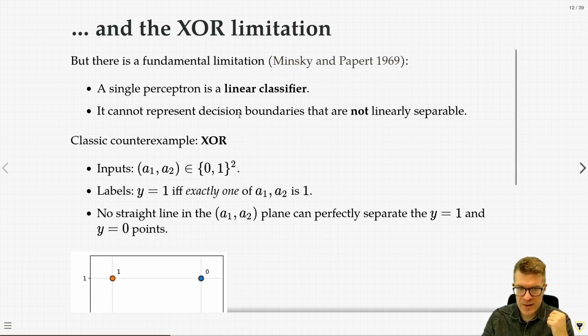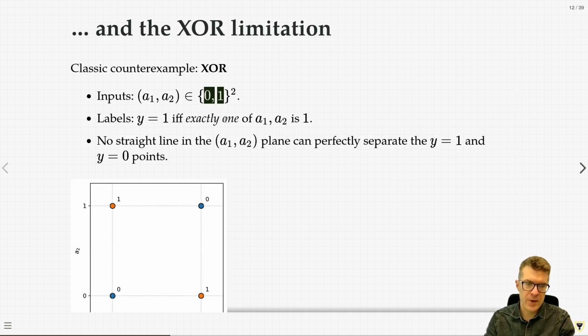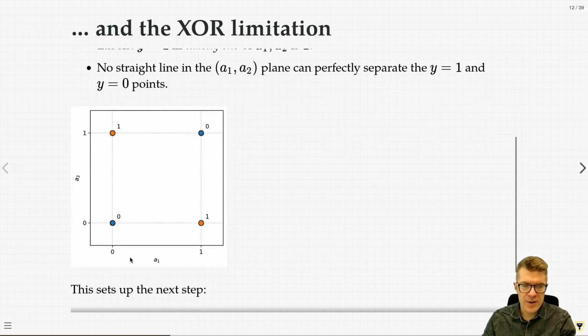The classic counterexample is exclusive OR. The way exclusive OR works is you have two inputs to the neuron, activation 1 and activation 2. Assume now they're binary, 0 or 1. So we're trying to learn a binary logical function. Here they're shown. This is the activation A1, which can be 0 or 1. Activation A2 can be 0 or 1.